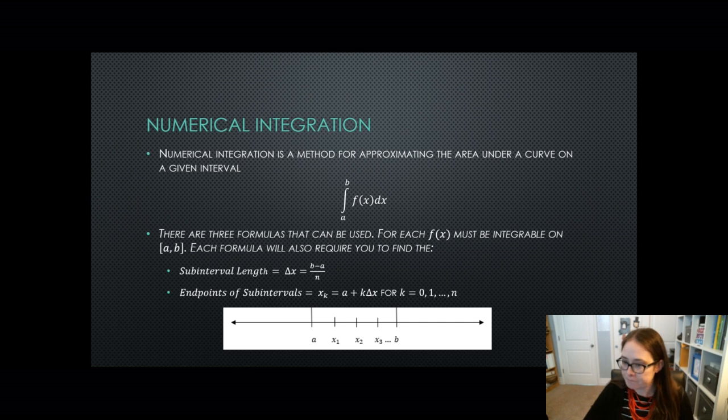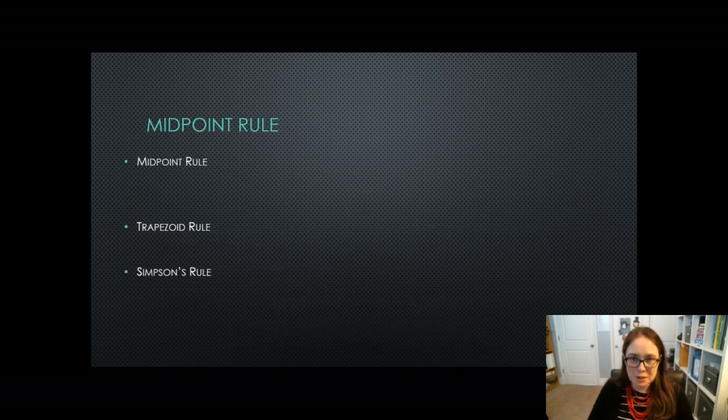That's the idea. Now these formulas can be a little intimidating, so we're going to try and break them down and make this as simple as possible, starting with the midpoint formula. And each one of these, they're a little bit more accurate than the one before. So midpoint is your least accurate approximation. And we do this by first finding the midpoint of each subinterval.